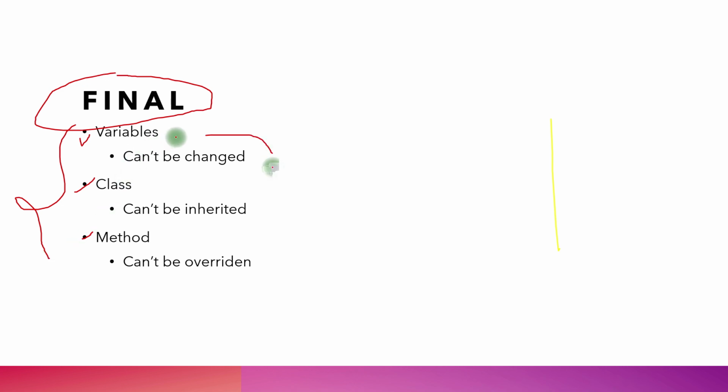When it is used with variables, that variable cannot be changed, like new values cannot be assigned to that variable. If we are using it with a class, that class cannot be inherited further. And if you are using it with a method, that method cannot be overridden further. So this is kind of a protection, you can say, and a restriction, that is where it is being used. So let's see this in the code.